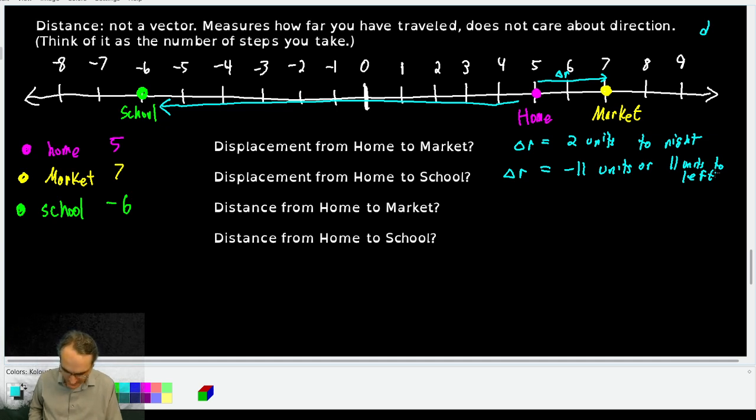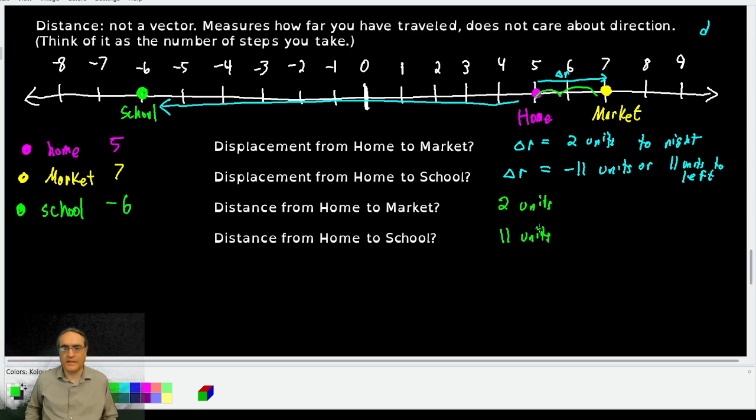Distances. Alright, so we need to think about how many steps you take. So here you've got 1, 2 hops and you're at the market. The distance to the market is just 2 units. The distance from home to the school is 1, 2, 3, 4, 5, 6, 7, 8, 9, 10, 11 units. Notice no minus sign, it's just a distance.